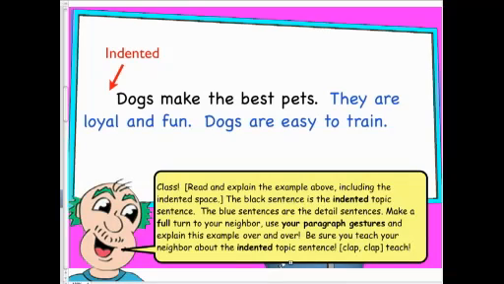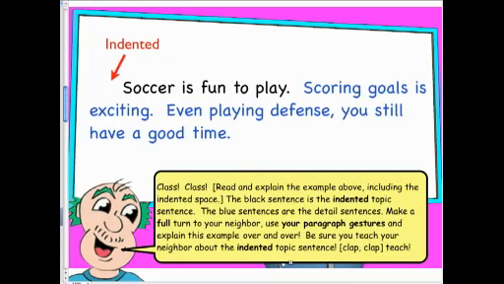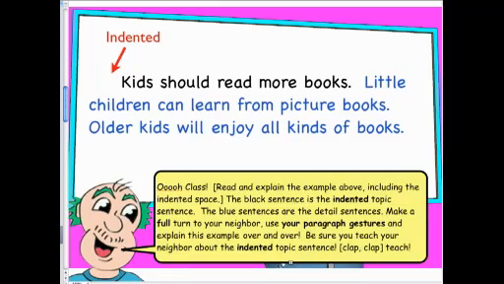So yeah, here's a simple paragraph. Black is the topic sentence, and then the blue sentences are the detail sentences. Soccer is fun to play. Scoring goals is exciting. Even playing defense, you'll still have a good time. So, simple paragraphs.